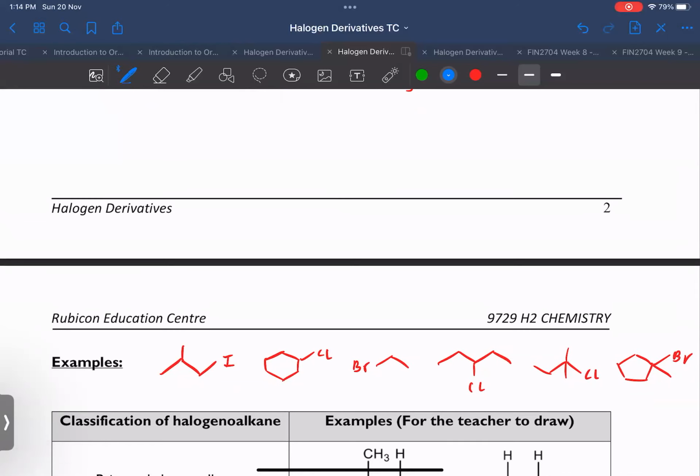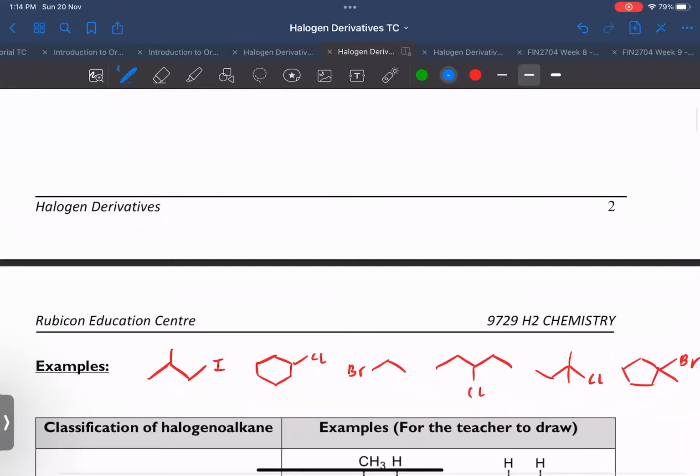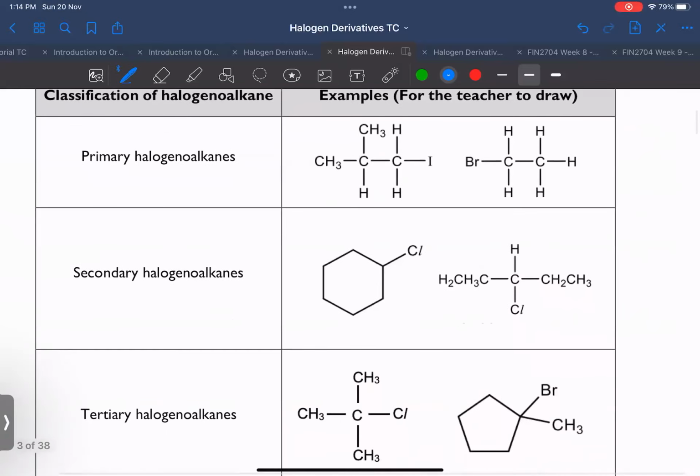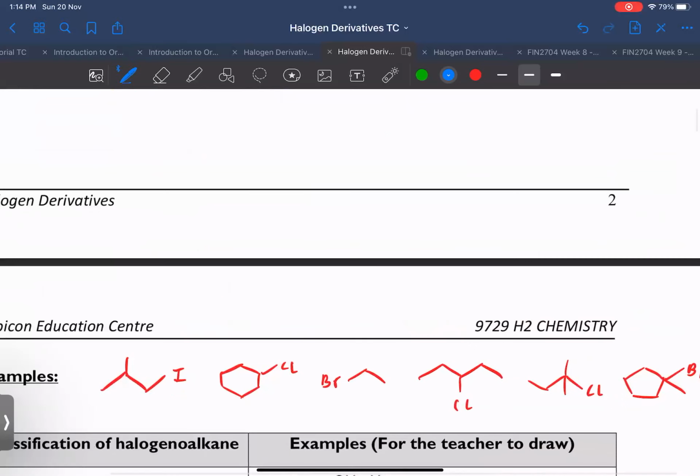I'm just going to classify this accordingly also. Some of the ones in the notes are not skeletal, that's why I don't want to follow them. Just follow the ones that I've drawn up here. So the first one is primary. Again, just focus on the blue colored carbons that I'm going to highlight. This carbon here only has one other group that's bonded to it. So it's primary, quite simple.